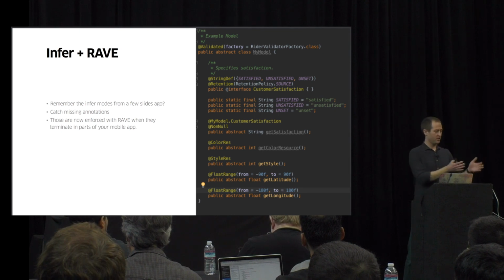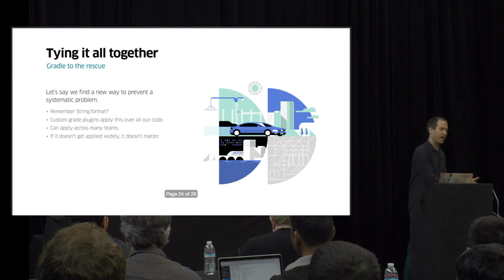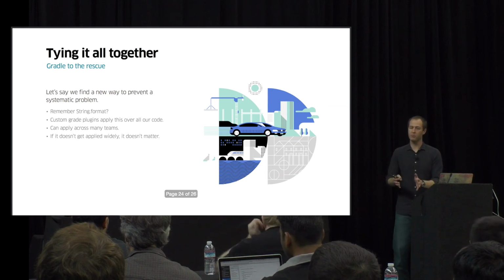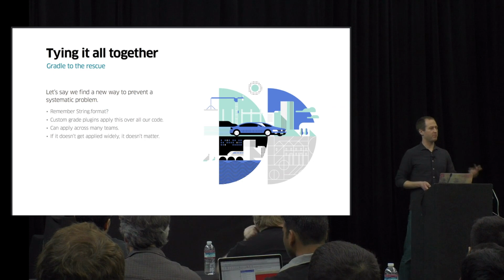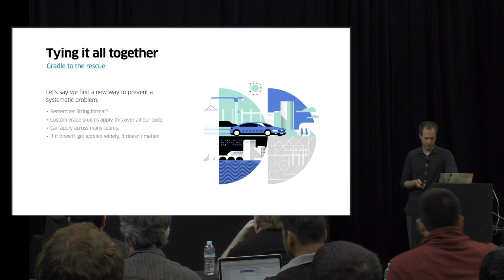So you can actually start with a poorly annotated model. Infer will tell you some more things you're missing. You go add the annotations. Now Infer can tell you more about your code. They build on each other in a really, really interesting way that is incredibly helpful.